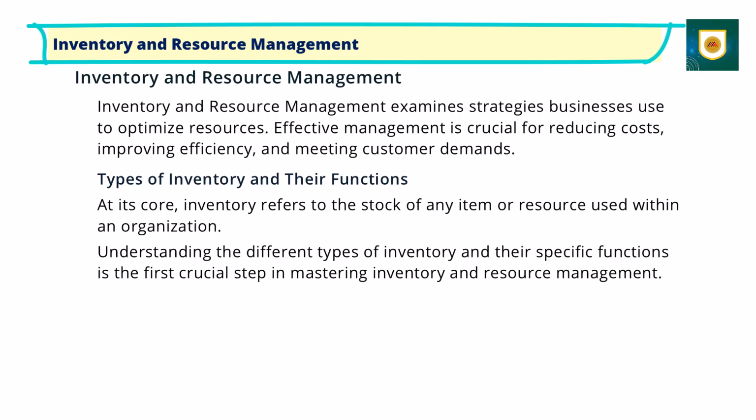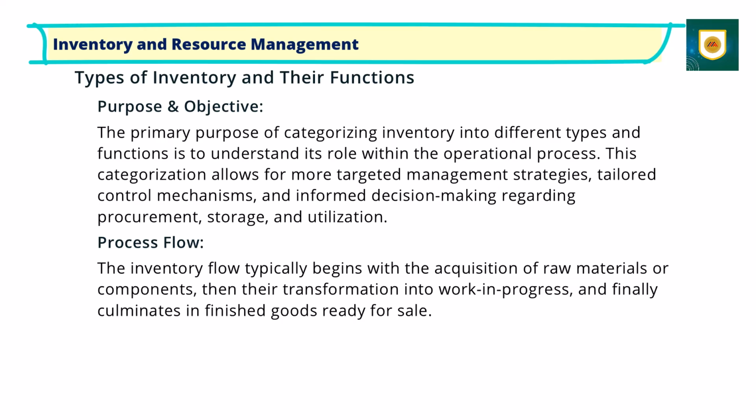Types of inventory and their functions. At its core, inventory refers to the stock of any item or resource used within an organization. Understanding the different types of inventory and their specific functions is the first crucial step in mastering inventory and resource management. Purpose and objective. The primary purpose of categorizing inventory into different types and functions is to understand its role within the operational process. This categorization allows for more targeted management strategies, tailored control mechanisms, and informed decision-making regarding procurement, storage, and utilization.